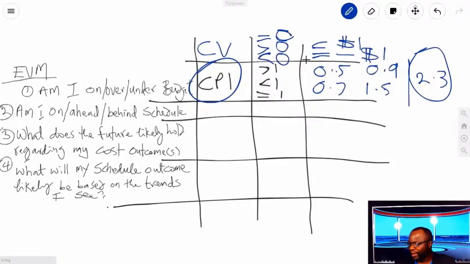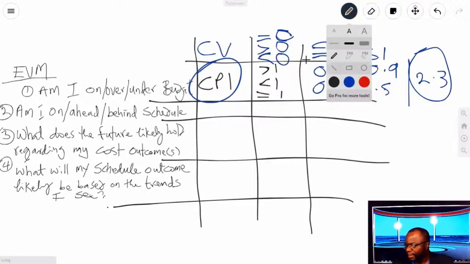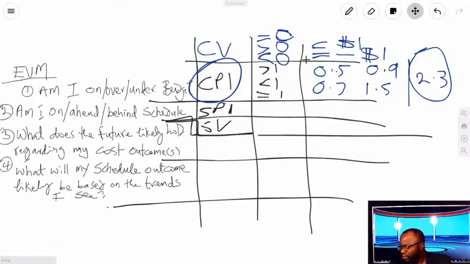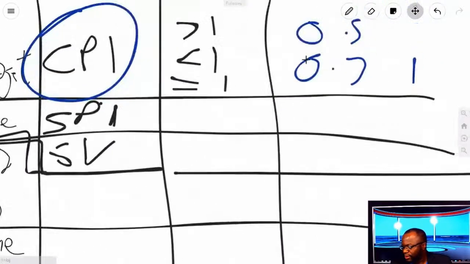Okay, so that is all about the cost aspects. Why don't we dig into the schedule aspects a little bit? Okay, so let's examine this statement of mine here. That is, I am on schedule, ahead of schedule, behind schedule. If we focus on that a little bit more, we're going to have the schedule performance index, and we're going to have the schedule variance to talk about. Okay? And it's exactly the same thing, pretty much. Let me zoom in a little bit and discuss these.